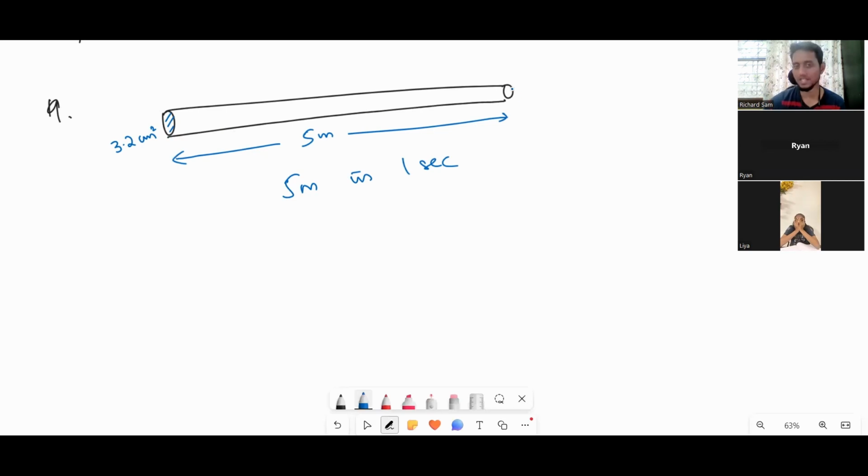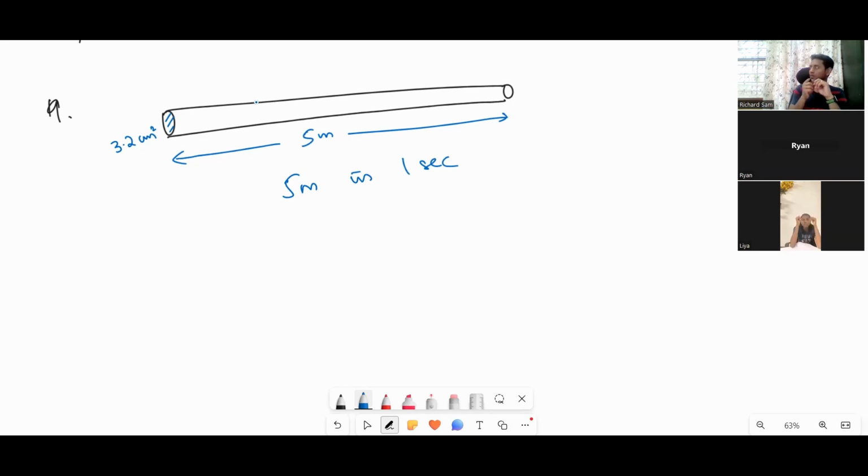If this pipe, just imagine this is 5 meters long. That means the volume of water in the pipe here is the amount of water flowing into the tank in 1 second. How much water is in this pipe? That is the amount of water flowing in 1 second. Because that is 5 meters, and 5 meters per second is the speed of the water.